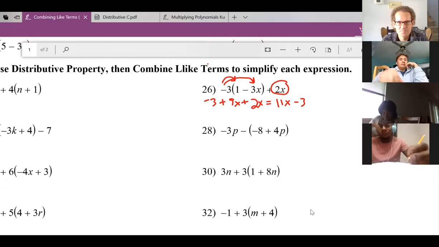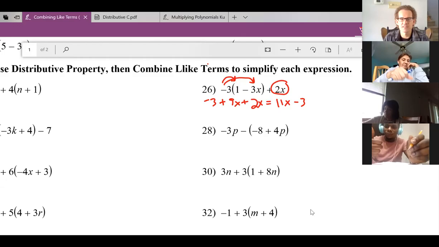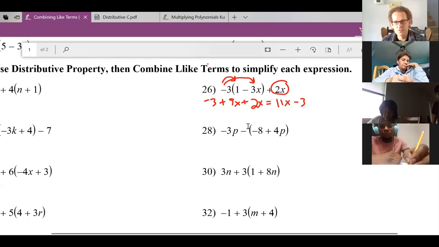Just do a thumbs up if you can see 28. Give me a thumbs up if you can see it. Okay, good. All right, so I'm looking at number 28 down here. Even though there's no number in front of this negative sign, just like on Monday, imagine there's a 1 there. So this is really negative 1 times negative 8, and that becomes positive 8. This is really negative 1 times 4p, so that becomes negative 4p.